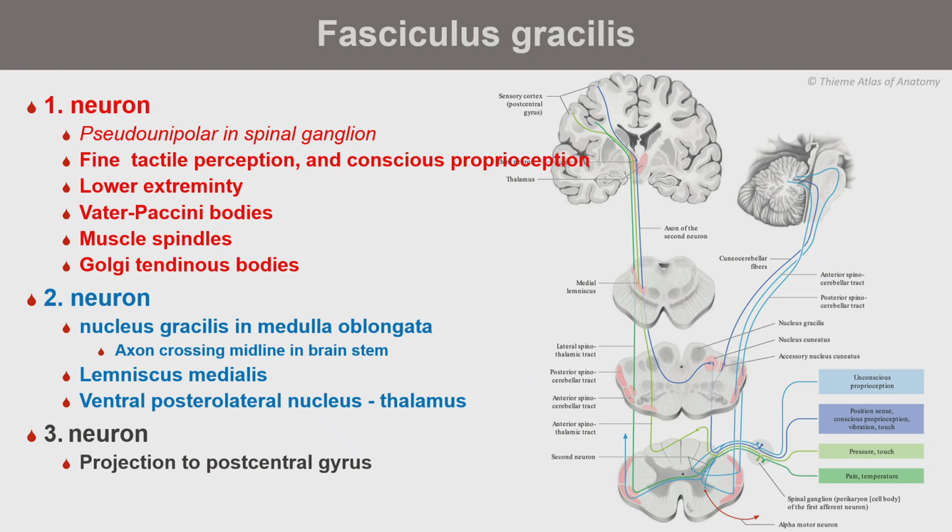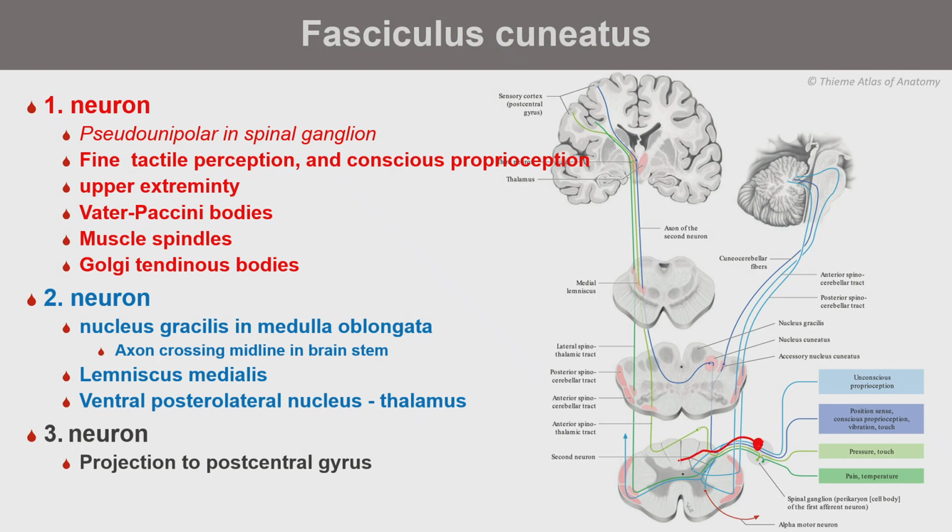The conscious proprioception, fasciculus gracilis and cuneatus, goes the same way, through the spinal ganglion, and then the information goes directly this way to the nucleus cuneatus or gracilis, cuneate here, and then with the lemniscal crossing, to the thalamus again, and then to the cortex.